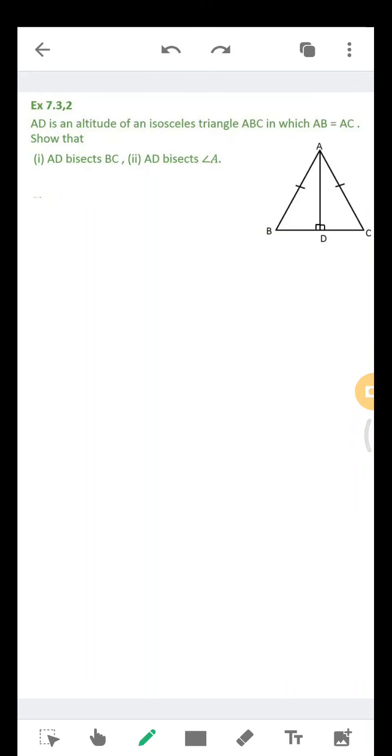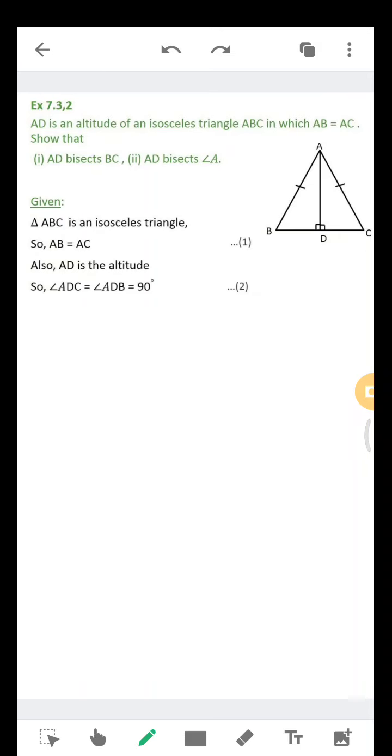So how to prove? What's given to us, we'll write first. Given is triangle ABC, isosceles triangle, and AB is equal to AC. AD is the altitude, so angle ADC is equal to angle ADB, that is equal to 90 degrees. What we need to prove here, let's write that also. We have to prove BD is equal to DC and angle BAD is equal to angle CAD. This is your RTP, required to prove.